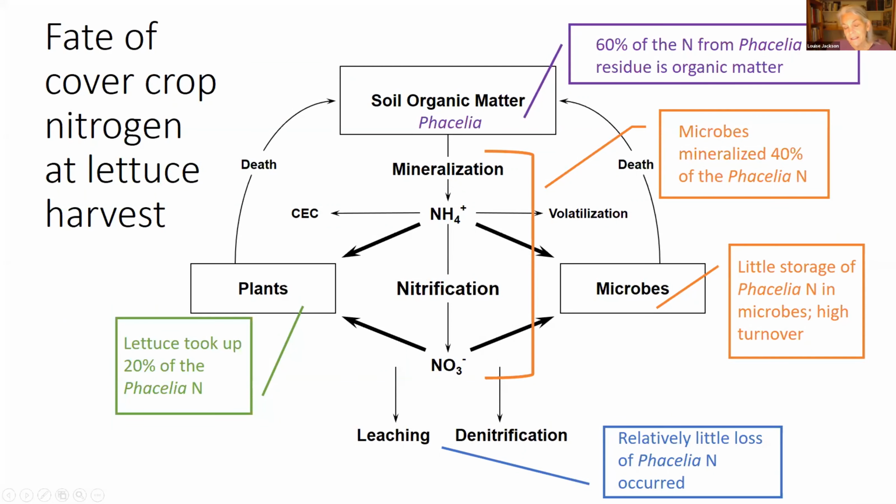So now let's go back to the nitrogen cycle that we just showed, and say we have Phacelia here, not exactly soil organic matter, but on its way to becoming soil organic matter. So 60% of the N from the Phacelia is still in this organic matter pool. Mineralized N occurred on 40% of the Phacelia. It was mineralized pretty rapidly in order for plants to take up 20% of it, but not much is accumulating in the microbes themselves.